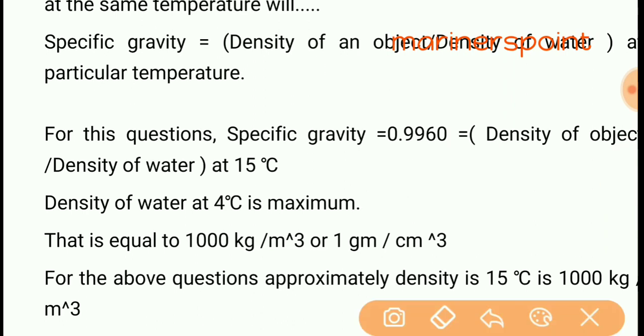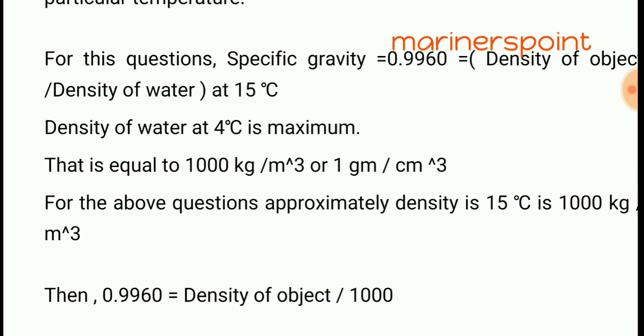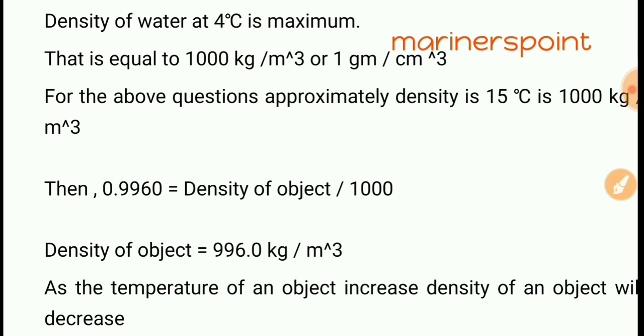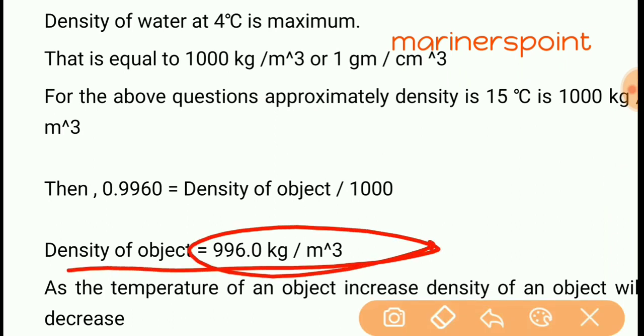The specific gravity is 0.9960. This equals the density of the object divided by the density of water, and then you will get your answer. 0.9960 equals the density of the object divided by the density of water, so the density of the object is 996 kg per meter cube.